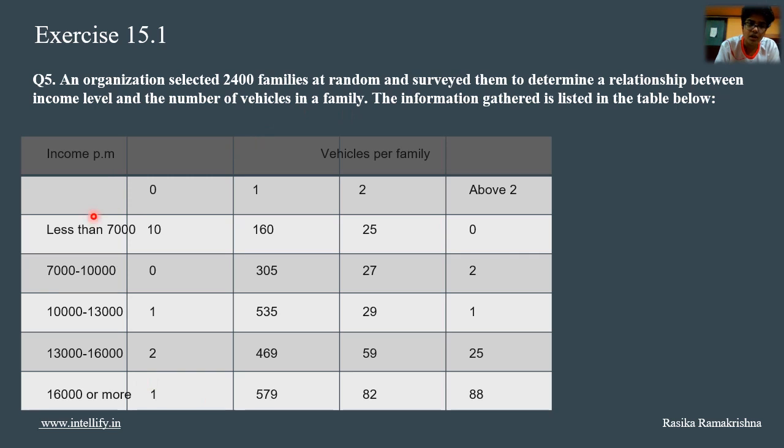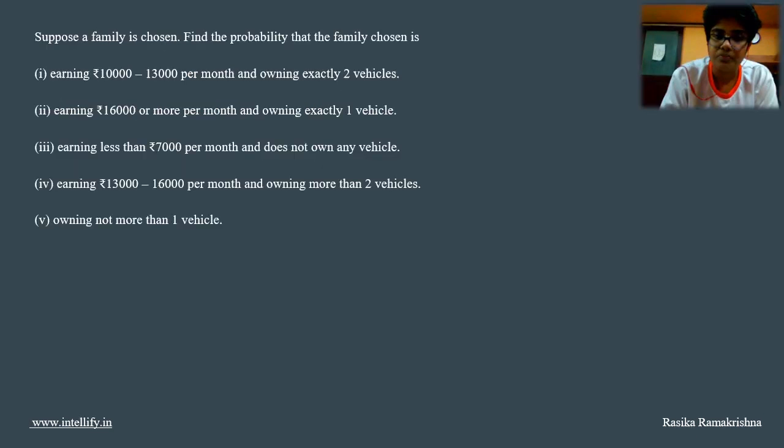Alright, so here the leftmost column we have the income per month. So it's given in a range. So less than 7,000, 7,000 to 10,000 and so on. And the second, third, fourth and fifth column talk about the number of vehicles owned by the family. So suppose a family is chosen at random.